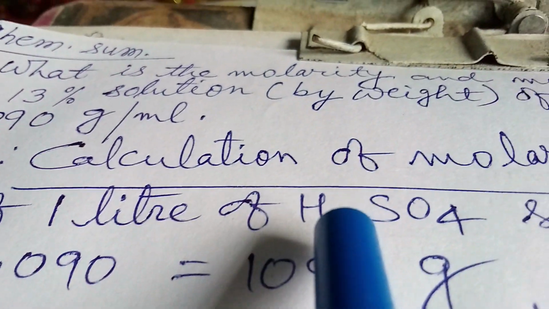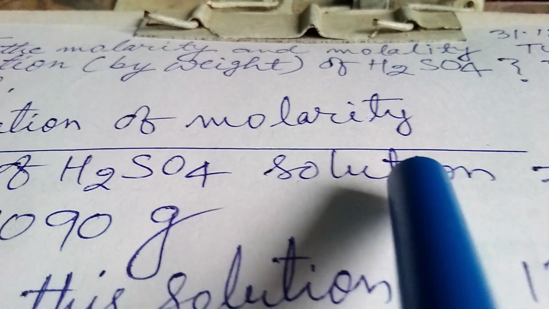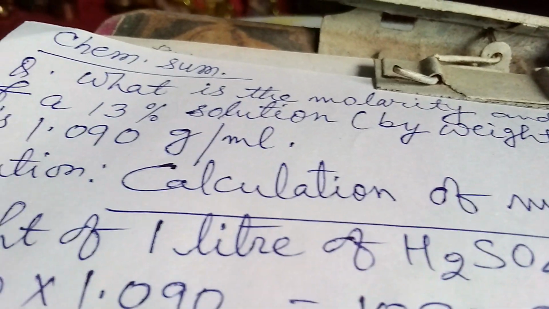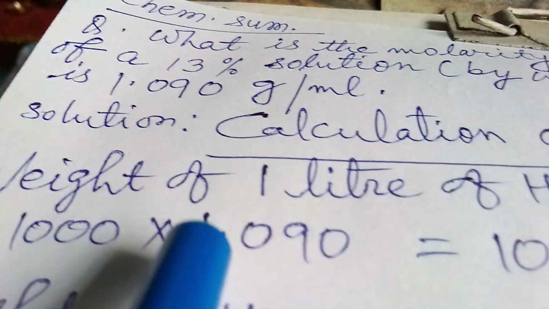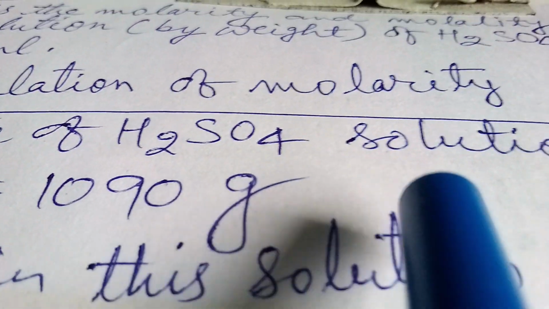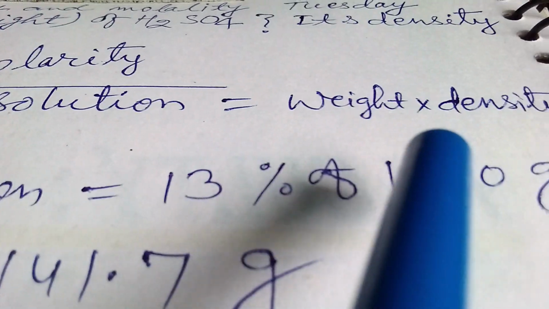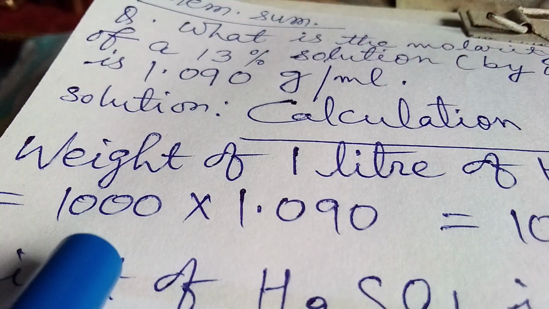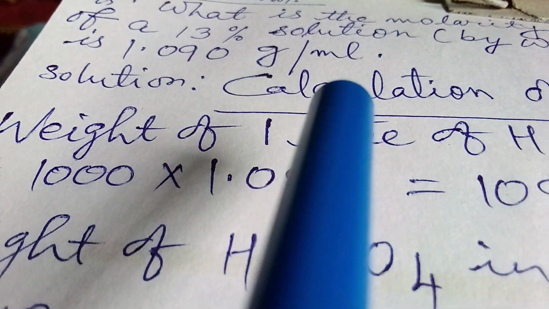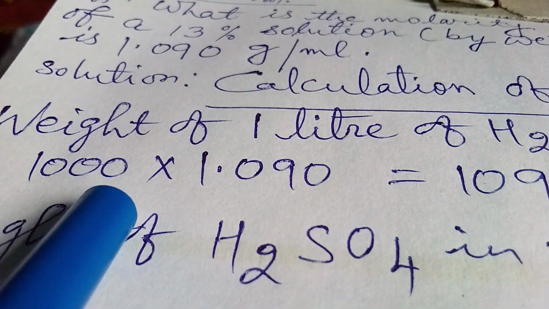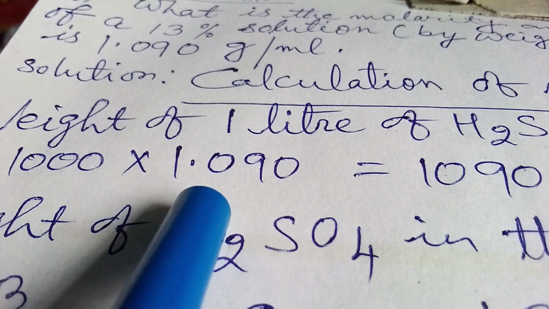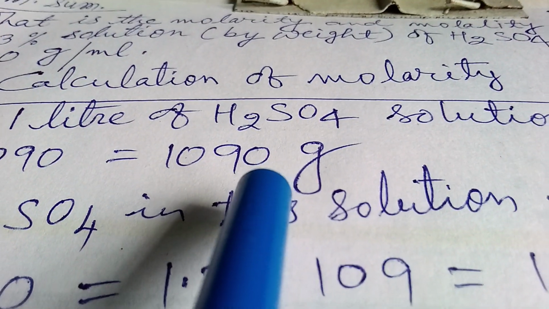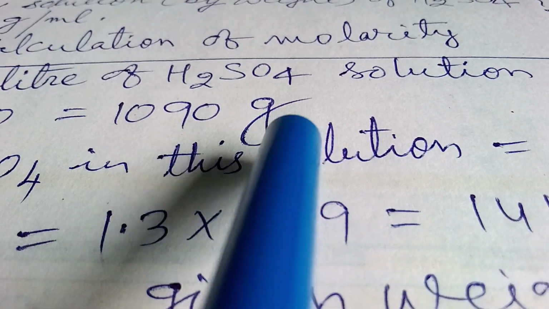Solution: calculation of molarity. First of all, we will calculate molarity and later on we will calculate molality. So, weight of 1 liter of H2SO4 solution is equal to volume into density. That is 1000, because in 1 liter 1000 ml is there. So, 1000 into 1.090 is equal to 1090 gram.